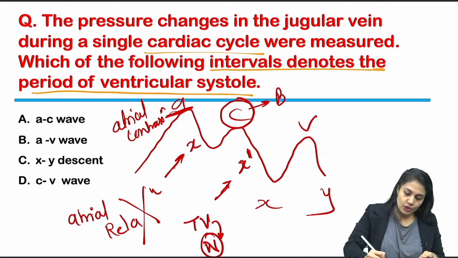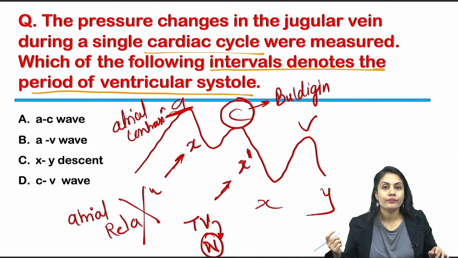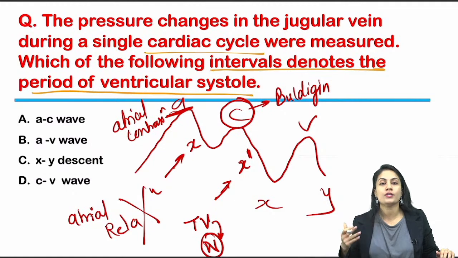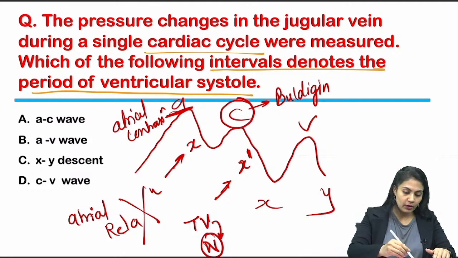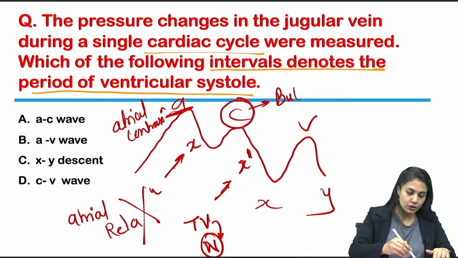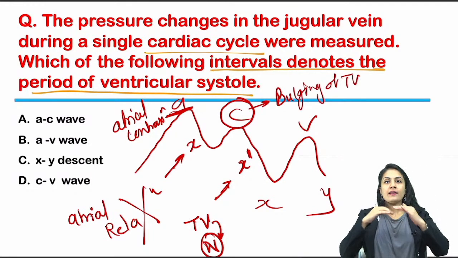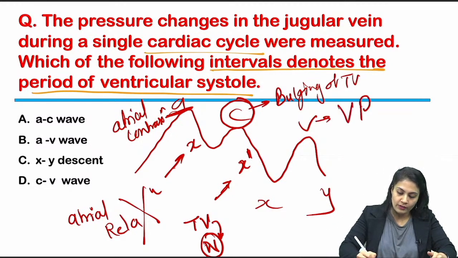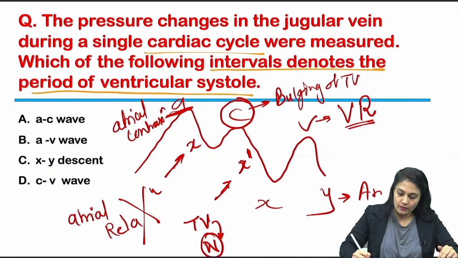This is because of bulging of tricuspid valve, because remember the jugular vein and the right atrium, they are connected together. There is no valve in between. So if I want to know the pressure inside the right atrium, I'm going to measure the pressure inside the jugular vein. So if there is bulging of the tricuspid valve, definitely slightly the right atrial pressure will increase, and that's why jugular pressure also increases. V for venous return, that means the atria is getting filled up, and Y is for atrial emptying.